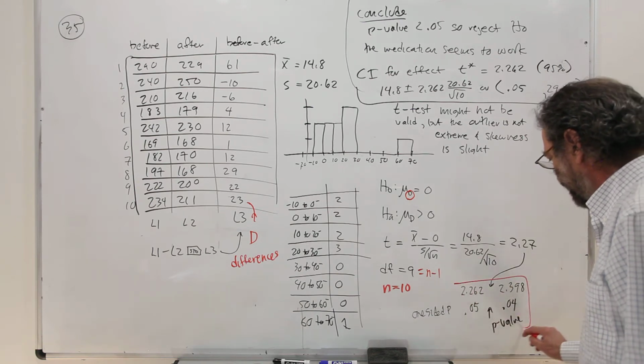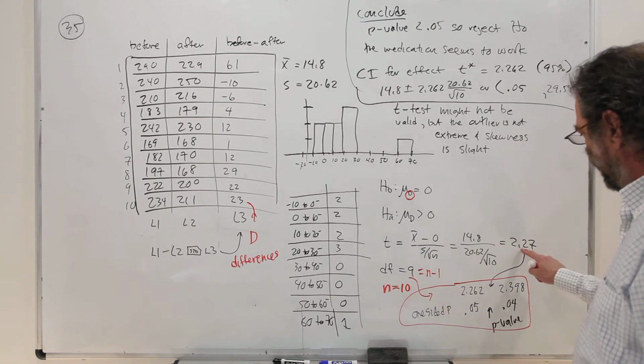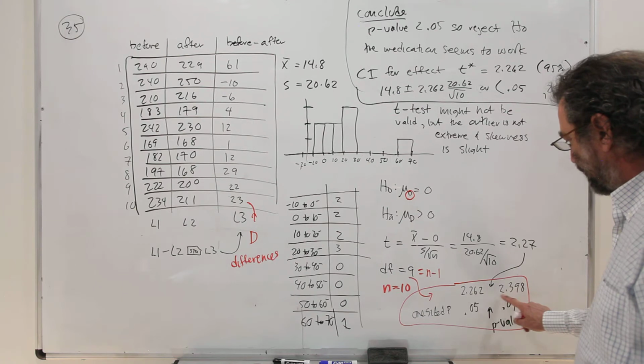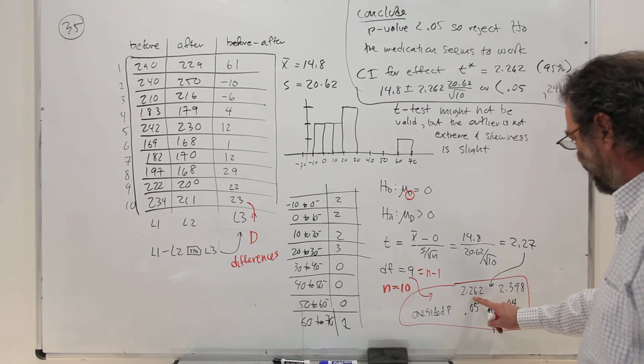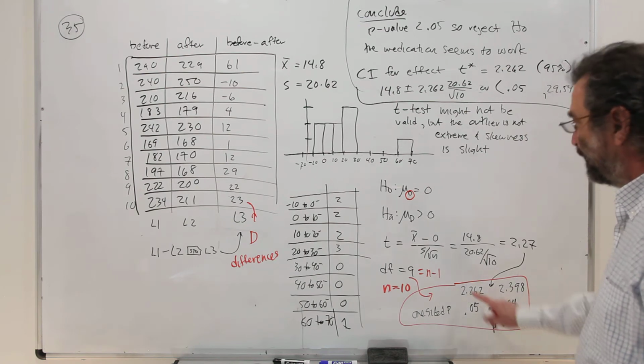Here's what it looks like with degrees of freedom equal to 9. We're looking for 2.27. I got 2.26 and 2.39, so below it and above it, pretty close to it actually. And p-value 0.05 there and 0.04 here. It's a one-sided test.